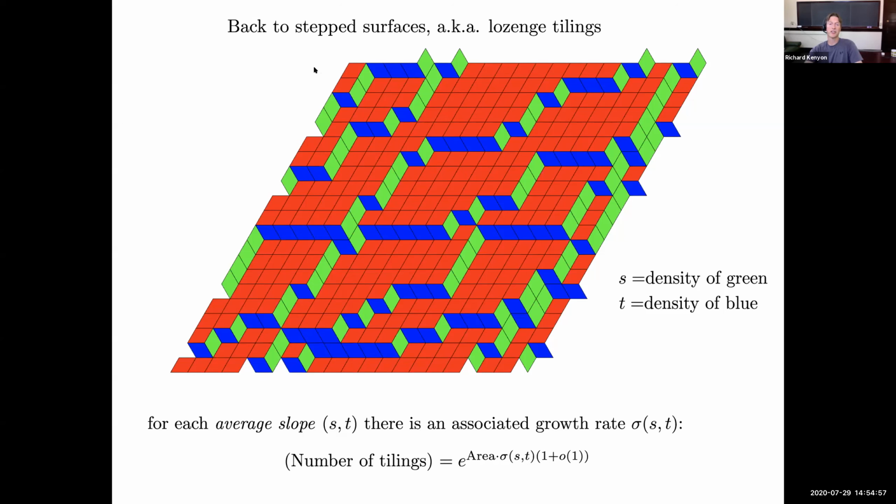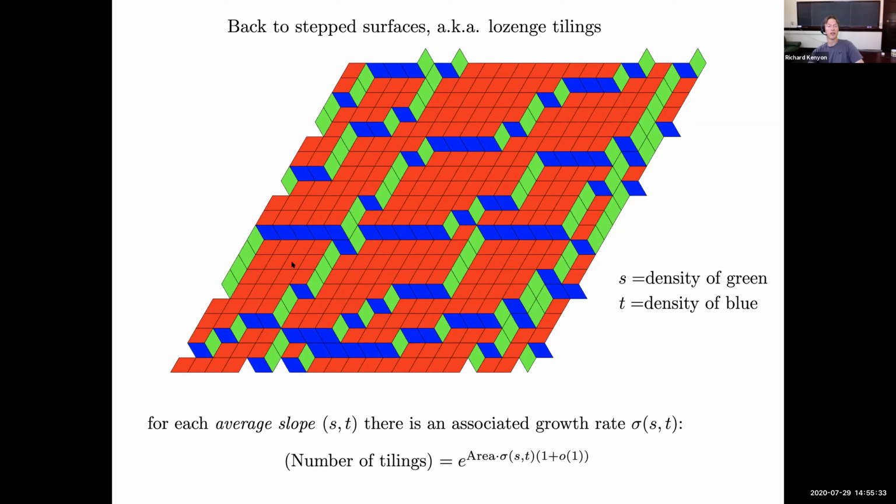So let's go back to the step surface model, also known as the Lawson-Starling model, right? So it's tilings of regions in the plane with these 3 tiles, which here are red, blue, and green. And here you see a tiling of some finite region, maybe it's a torus with periodic boundary conditions. I'm going to call S the density of green tiles, so the number of green tiles divided by the total number of tiles, and T the density of blue tiles. Right? And S and T, if you think about this as a 3-dimensional picture, determine some sort of average slope.